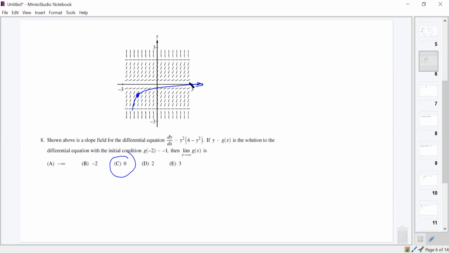a horizontal asymptote here. We can't actually see the values there when y is 0, but we know the value there is y equals 0. The slope is 0 when y equals 0 because we get 0 times 4, which is 0. So we're flattening out to that value of 0. Does that make sense to everybody? Yes.